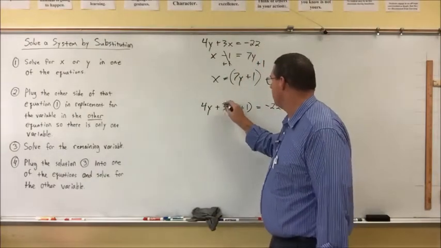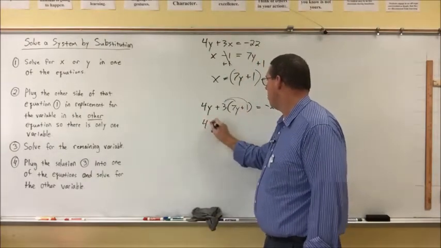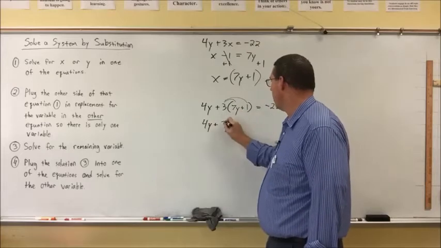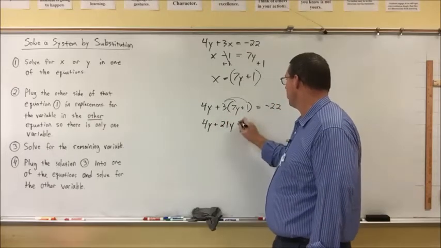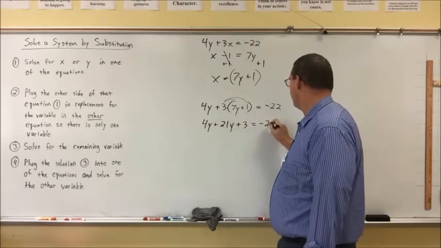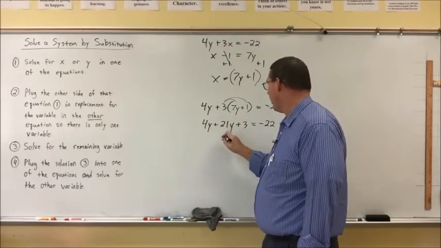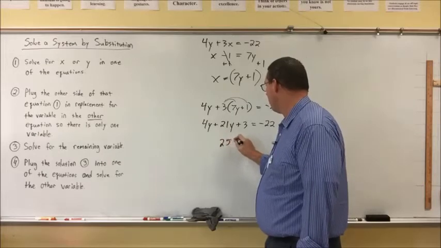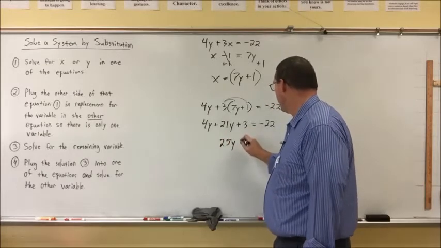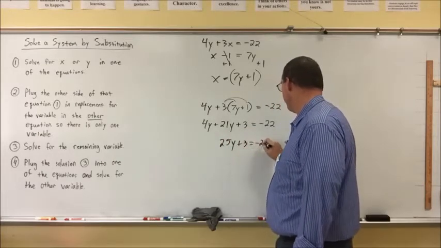So we're going to distribute the 3, and we get 4y plus 3 times 7y is 21y, 3 times 1 is 3, equals negative 22. 4y plus 21y, that's 25y. Then we're plus 3 equals negative 22.